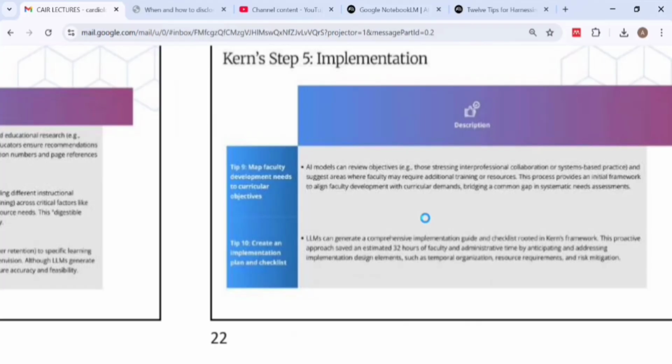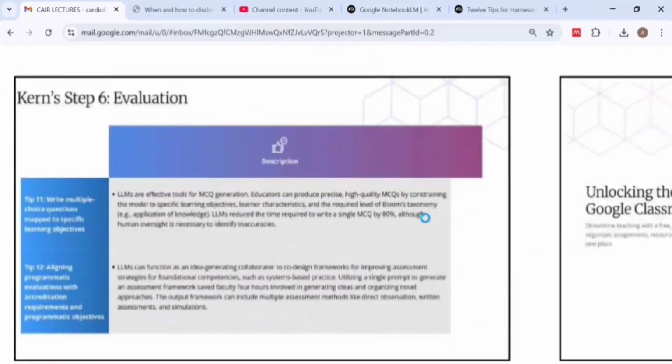LLMs can generate a comprehensive implementation guide and checklist rooted in Kern's framework. This proactive approach saved an estimated 32 hours of faculty and administrative time by anticipating and addressing implementation design elements such as temporal organization, resource requirements, and risk mitigation.